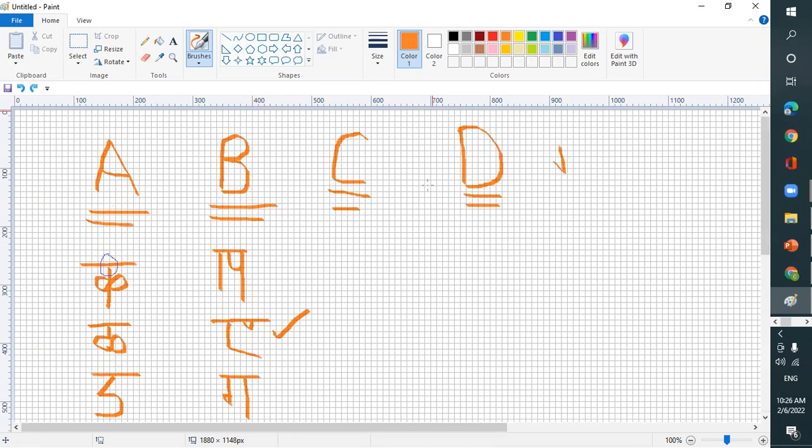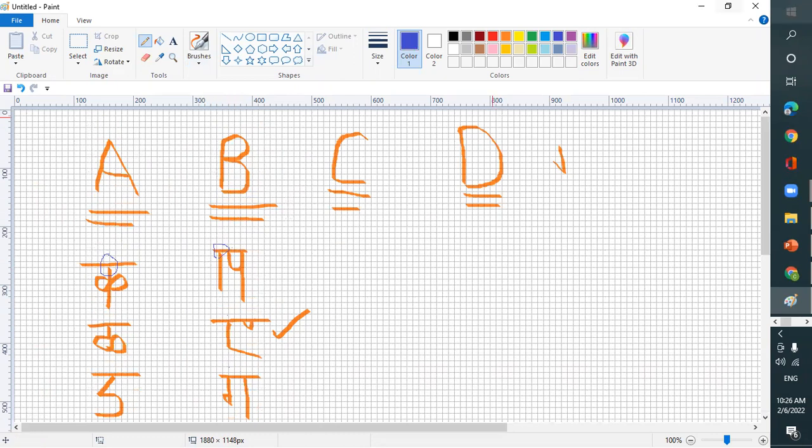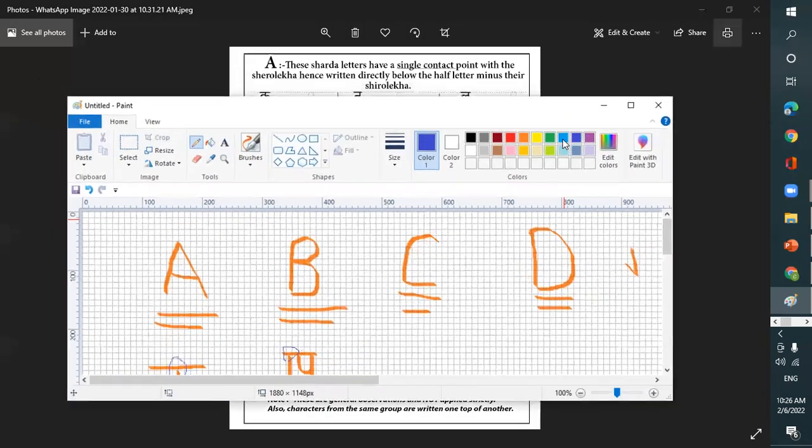So these are the alphabets. It can be more. The point here is these alphabets touch the Shirorekha two or more times. 1, 2, 3, 1, 2, 3, 1, 2. It is more than one time. That's it. This is category B. So I think you understood category B.